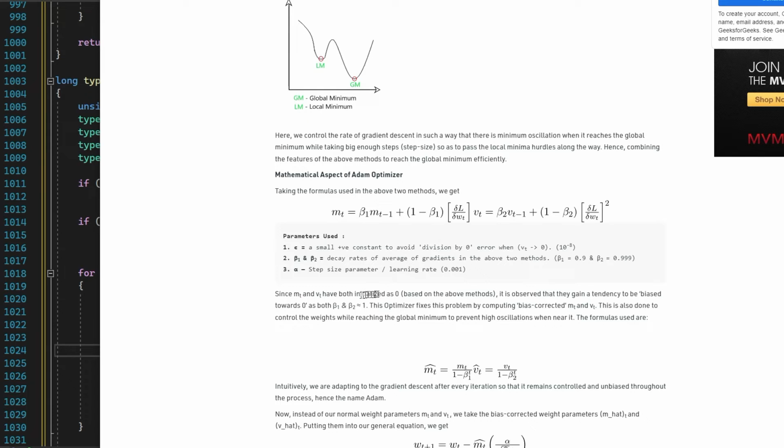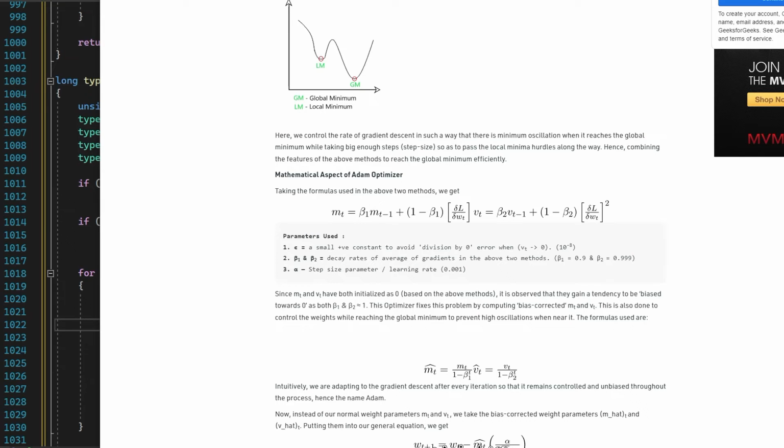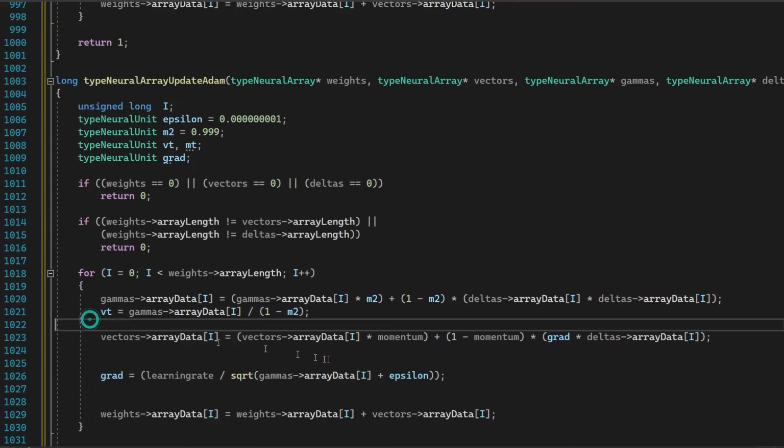Since m_t and v_t are both initialized as 0 based on the above methods, it's observed that they gain a tendency to be biased towards 0. Oh, that's what it's for. The optimizer fixes this by computing bias corrected m_t and v_t. That's what it means. It's a bias corrected thing because it starts at 0, so we have to update it to something that's not 0 to control it. That's what m_t and v_t mean. Okay, why is it used? Weight update equals m_t hat divided by the square root of v_t plus epsilon.